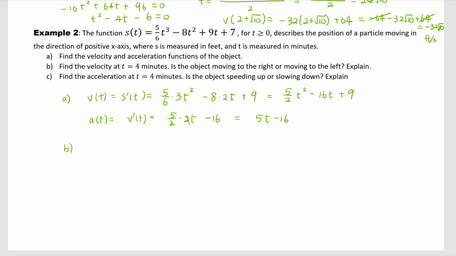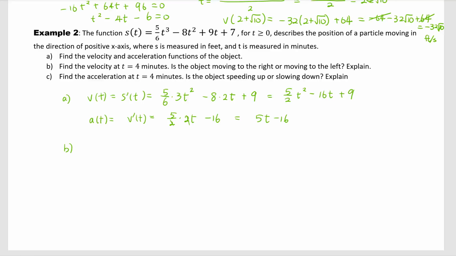So part B, we want to find the velocity at time equals 4 minutes. So what do we do? I strongly recommend for each of the examples, please stop and try the problem first. And then after you're done, you can check your answers, okay?